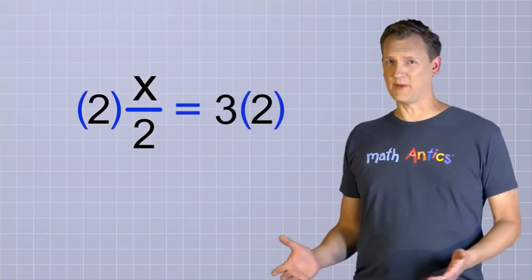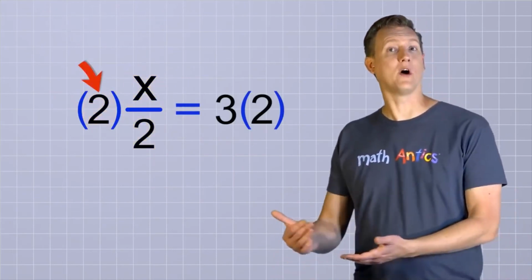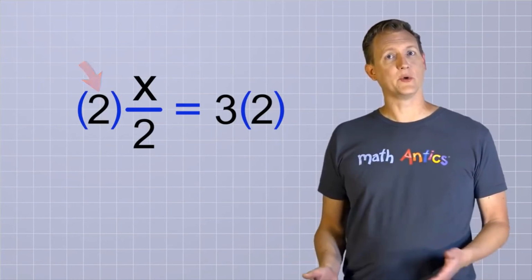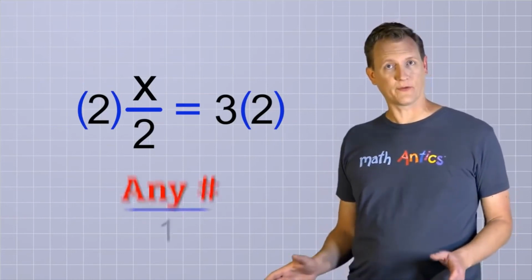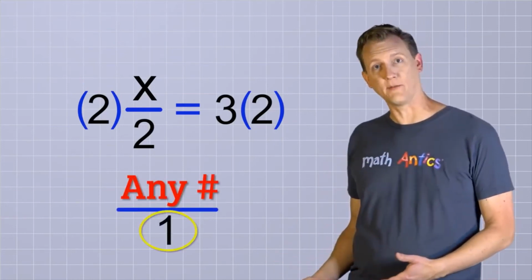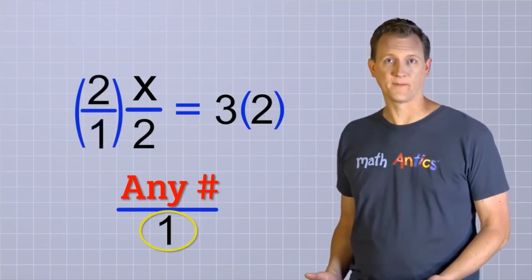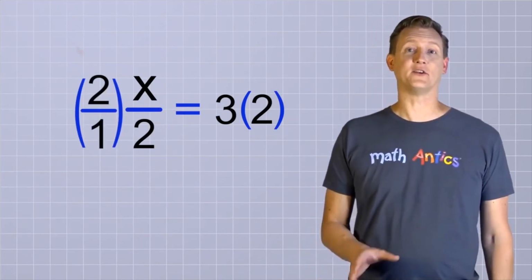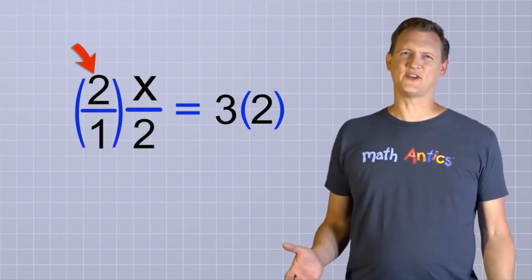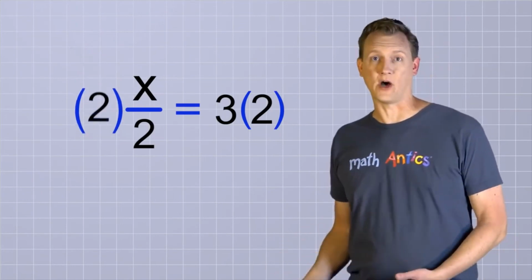Okay, so it's not a mixed number, but how is the 2 on top? Well, do you remember how you can turn any number into a fraction just by making 1 the bottom number? That means that 2 is the same as 2 over 1. Now you can see that the 2 really is on top. It's just that we don't usually show the 1 on the bottom.